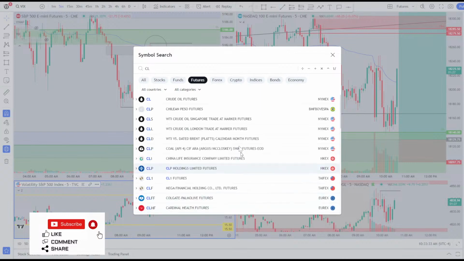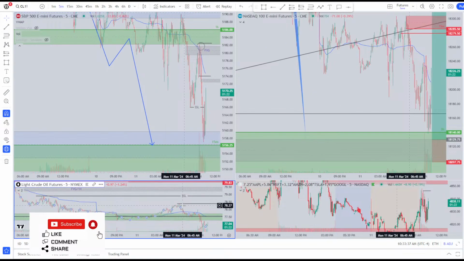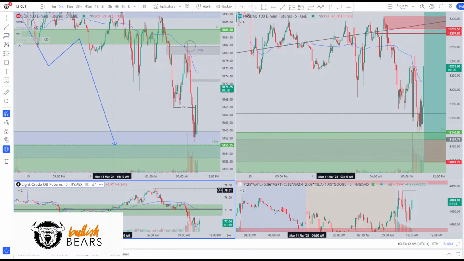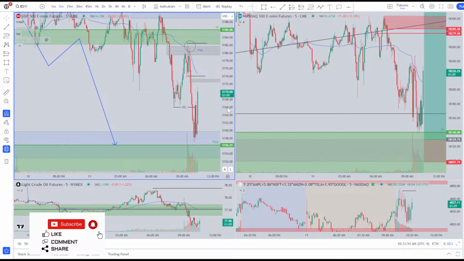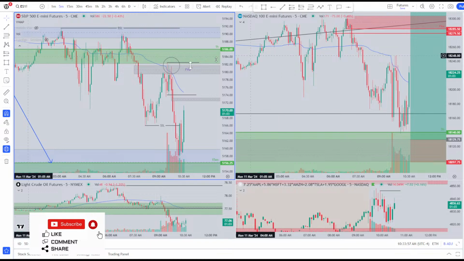Wonder how CL's doing. Crude oil. Crude's been selling. Absolutely. Apple with some weakness. Again, today's market's been very back and forth. Nvidia with a huge spike, though.